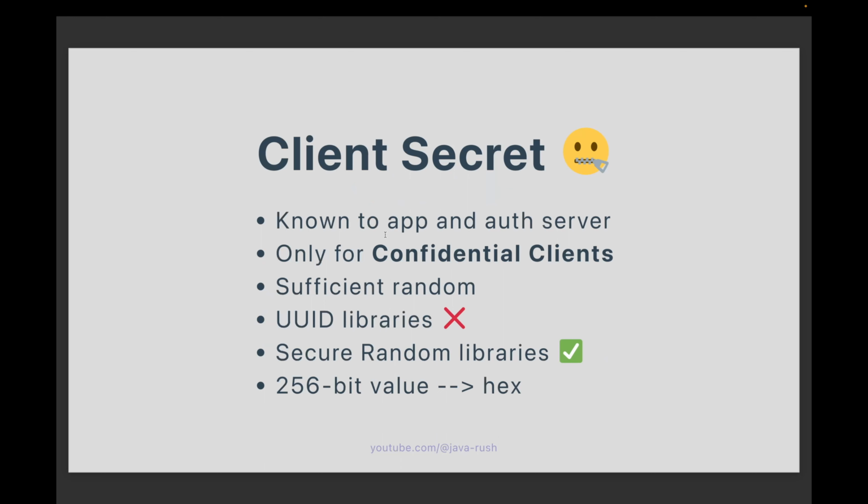Now let's see client secret. So client secret is known to the client application and the authorization server. You should generate a client secret only for confidential clients. This should be sufficiently random. You should not use UUID libraries in order to generate a random client secret. So you can use secure random libraries for that. And what we will do is generate a 256-bit value and convert that to a hex string. And that will be our client secret.